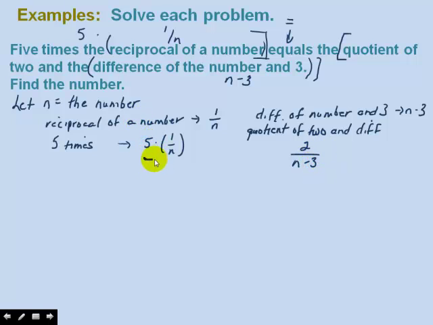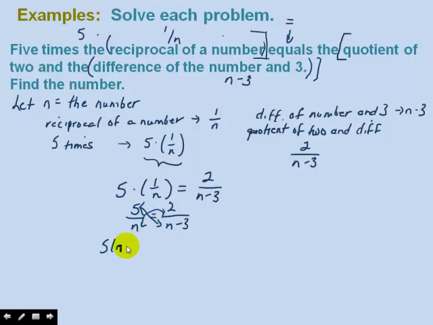Okay, so we've got our two expressions that we found. So we have 5 times 1 over n. Then we had our equal sign. And then we had our quotient, which we found over here. So now we have a whole equation written. Let's make this a little bit easier to look at just by going ahead and multiplying this. So we have 5 over n equals 2 over n minus 3. And by doing that, we can see that we actually have a proportion. We only have one rational expression on each side, so we can use cross multiplication.